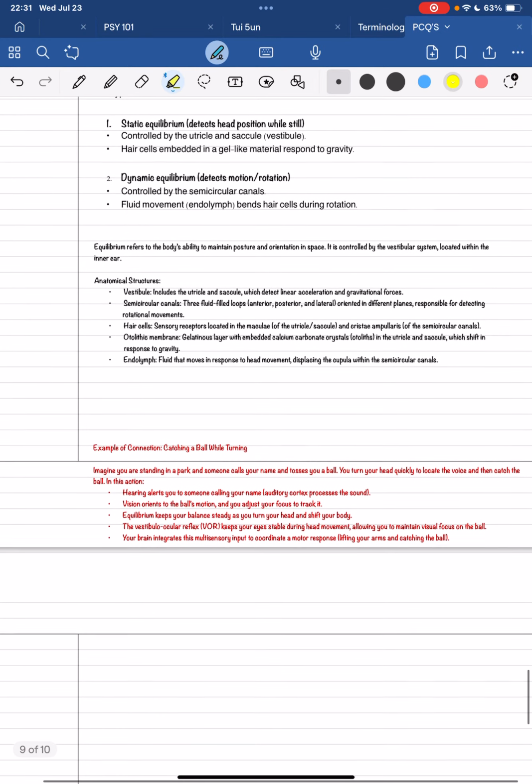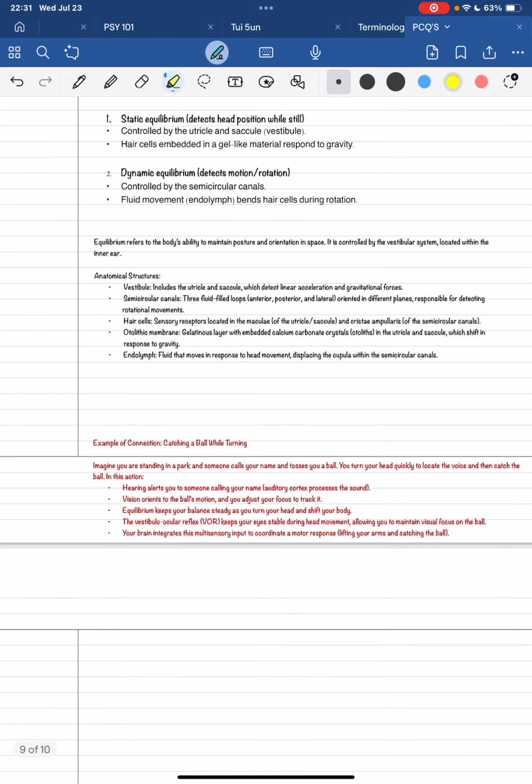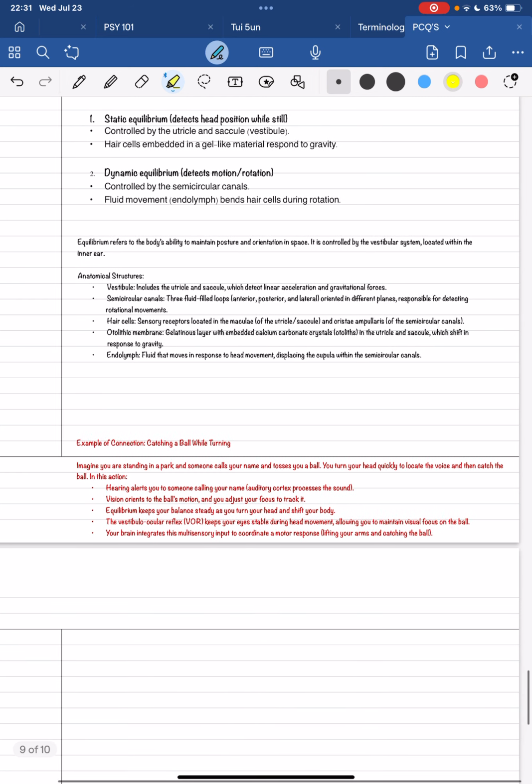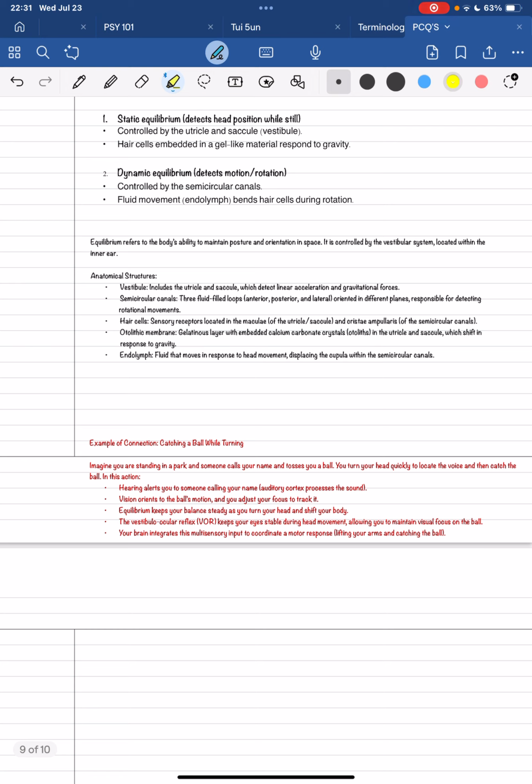And finally, examples of the connection between the senses include catching a ball while turning. So imagine you're standing in a park, someone calls your name and tosses you a ball. You turn your head quickly to locate the voice and then catch the ball.